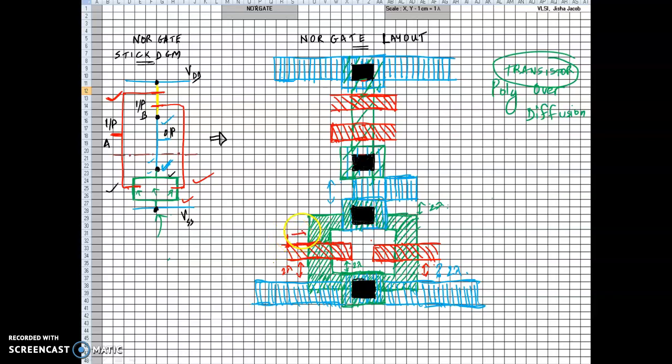Take the bend. Make sure that the distance is a minimum of 2 lambda between the polysilicon and diffusion. Let's keep going. Go up. Strictly speaking, you can actually make a bend over here because the minimum distance between the diffusion and polysilicon is 2 lambda, and between metal and polysilicon is not defined at all. Therefore, you can keep going and make a bend like this.